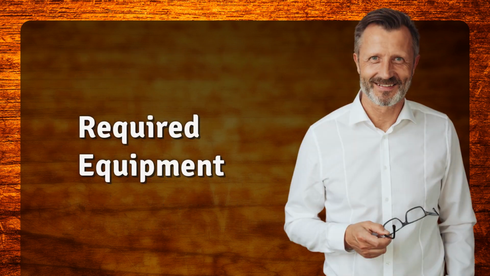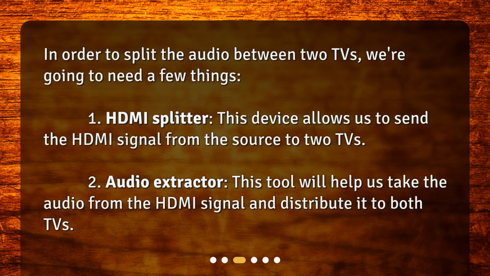Required equipment. In order to split the audio between two TVs, we're going to need a few things. 1. HDMI splitter. This device allows us to send the HDMI signal from the source to two TVs. 2. Audio extractor. This tool will help us take the audio from the HDMI signal and distribute it to both TVs.